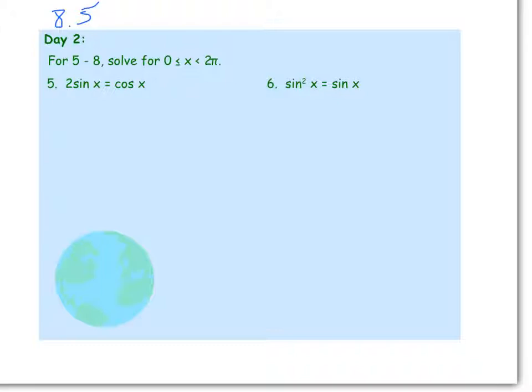Some involve some trig identities. Some don't. Some involve a squared term. Some don't. We're taking our repertoire of skills and the type of trig equation that we can solve, and we're trying to broaden it up a bit.